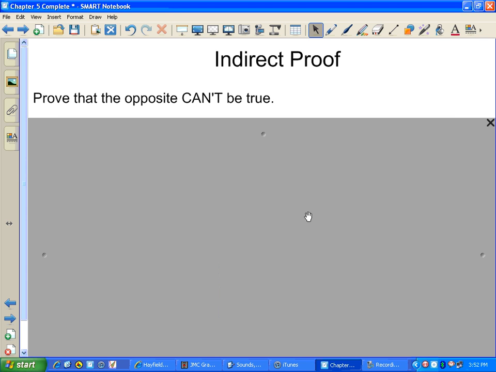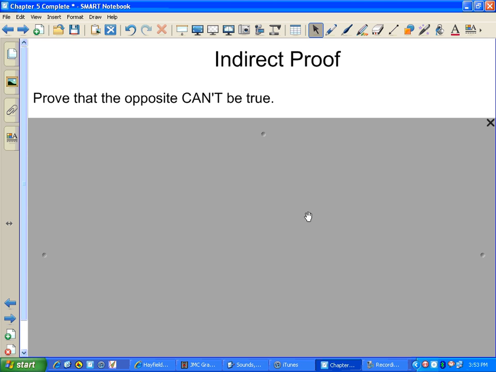Right, this is the last section that we have for chapter 5, and actually a new way to prove statements. This is called an indirect proof. Up to now, the proofs that we've been doing have been direct proofs. You take facts that you know and arrange them in a way that gets you to the desired result. So it's a direct path to the thing you're trying to prove.